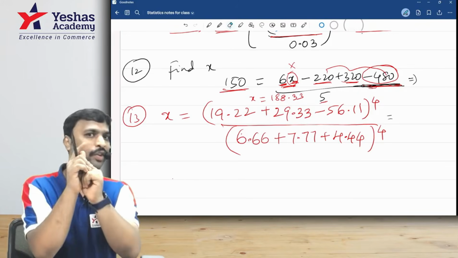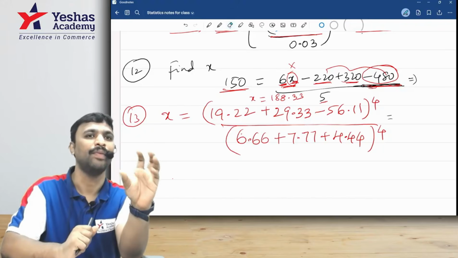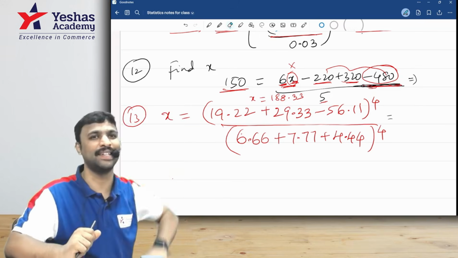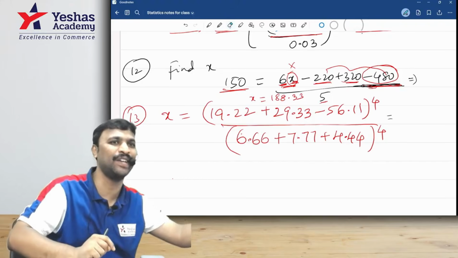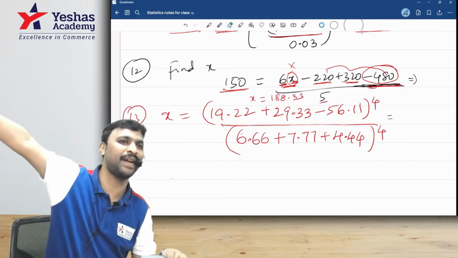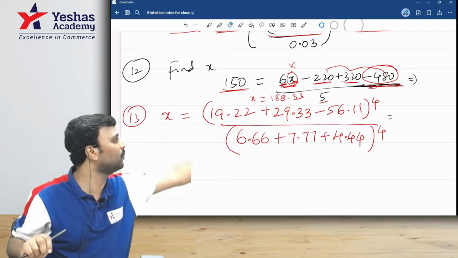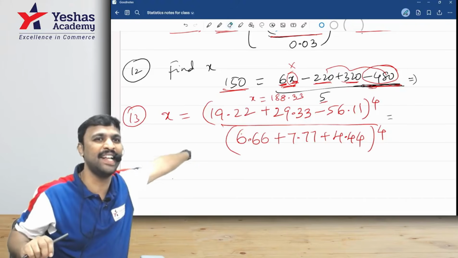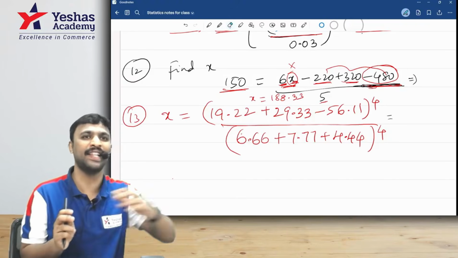See, I told you, if you want to find the unknown x, whatever is multiplied with x gets divided on the other side. Whatever is added with x gets subtracted on the other side. Whatever is subtracted with x gets added on the other side. If you want to find the value of x, you keep x on one side, everything else on the other side. Clear? Now, first of all, what do you transfer?